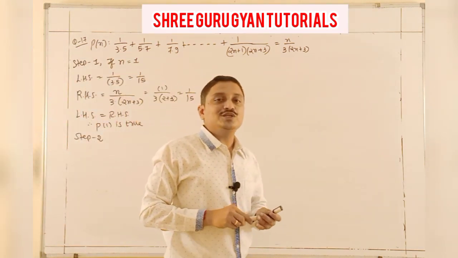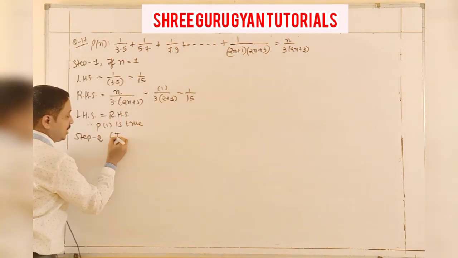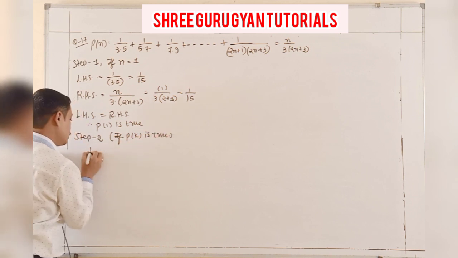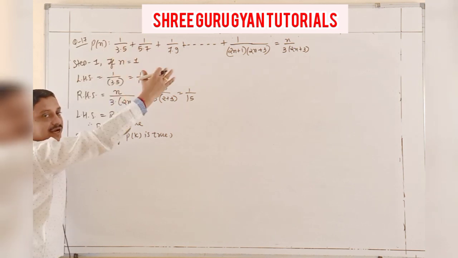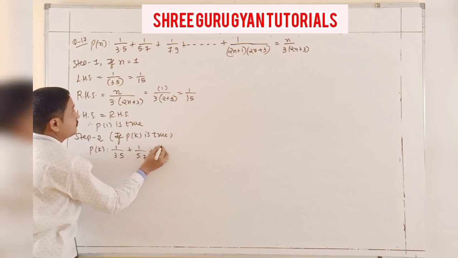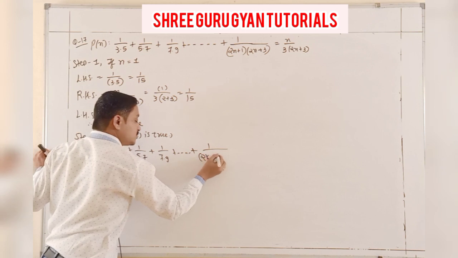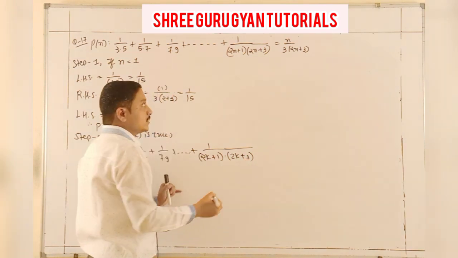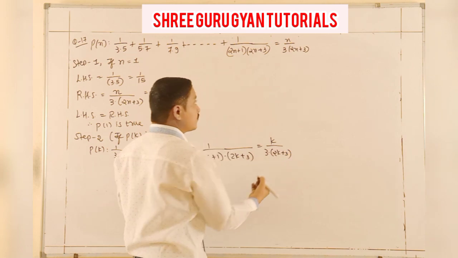Now I am going to step 2. It's also the same solution. If Pk is true, so what is the P of k? This equation, again I just write down 1 by 3 into 5, 1 by 5 into 7, plus similarly 2k minus 1 into 2k plus 1 into 2k plus 3 is equal to k upon 2k plus 3. Yes students.